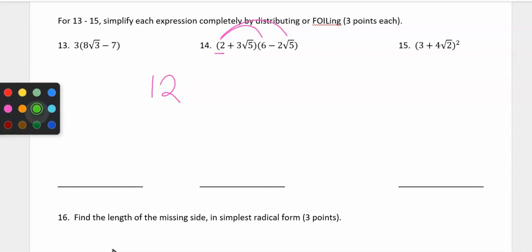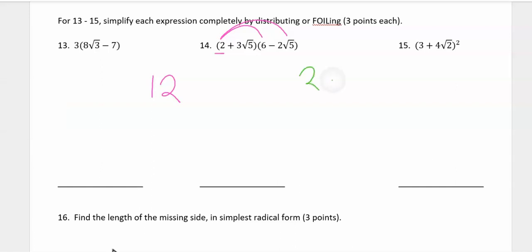I was helping someone the other day. They were really struggling when it was like distributing to the second thing. So my advice was like, write it off to the side what you're multiplying. You're doing 2 times negative 2 radical 5. I feel like if it was like this, you guys could do that.